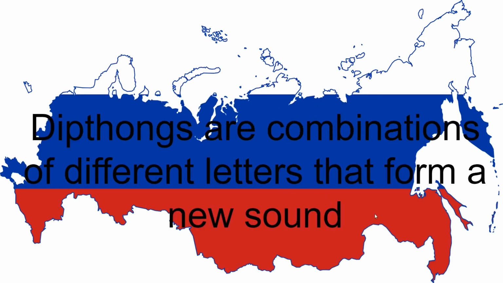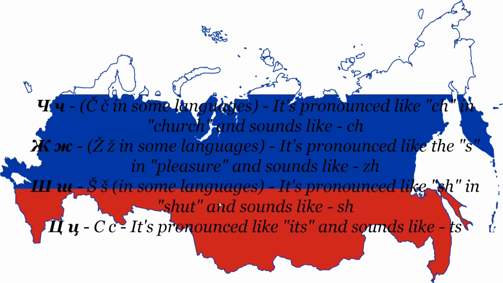Diphthongs are combinations of different letters that form a new sound. We've got 4 examples here. So the first one is the letter ch, which looks like this. It looks a bit like the number 4, and it's like the CH in English, the ch sound, as in chain or chapel.